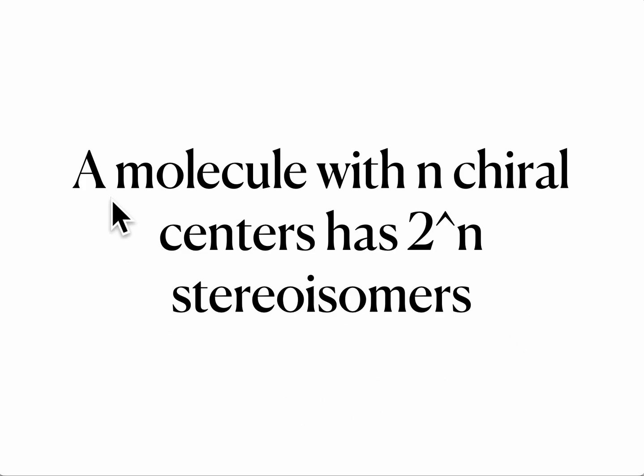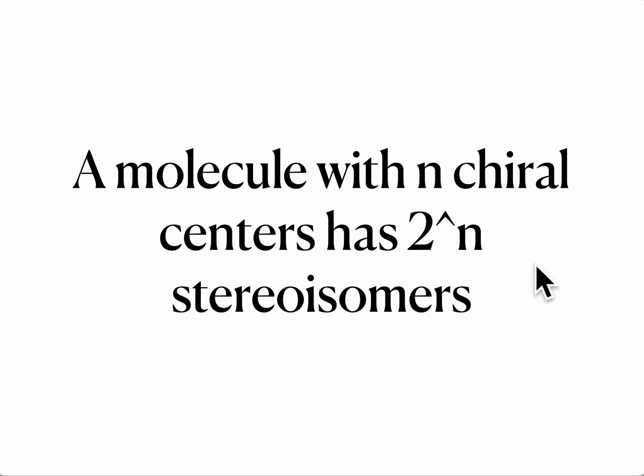Moving on, a complex molecule like glucose will have multiple chiral centers, right? So how do we know how many stereoisomers it has? Well, we have this formula. If it has n chiral centers, then it has 2 to the power of n stereoisomers.